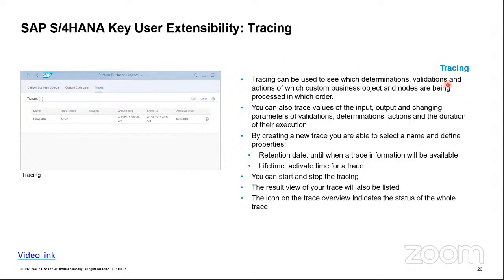And this is tracing. Tracing is related to custom business object. It can be used to see which determinations, validations, actions, all of this are performed by the custom business object. You will also be able to trace values of the input, output, changing parameters, all those things of the business object. You can create a new trace. You will be able to select any name and define the properties. You can also start and stop the trace. But this is specifically for your custom business objects.